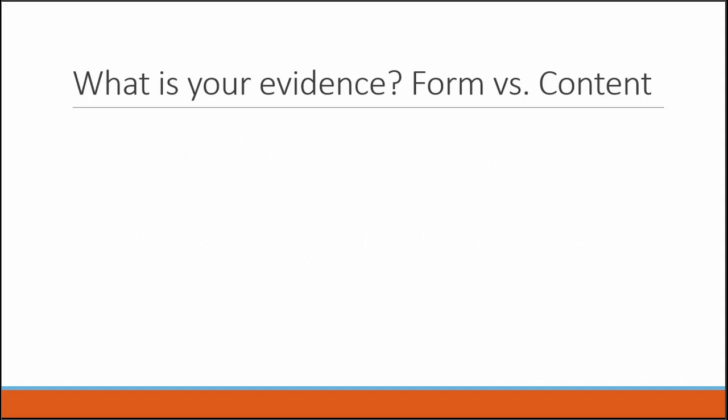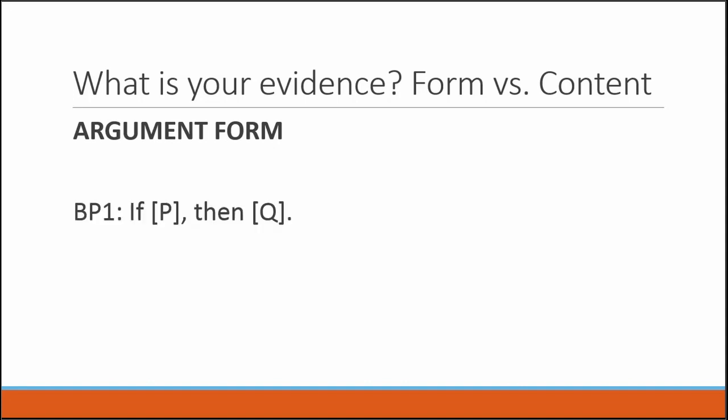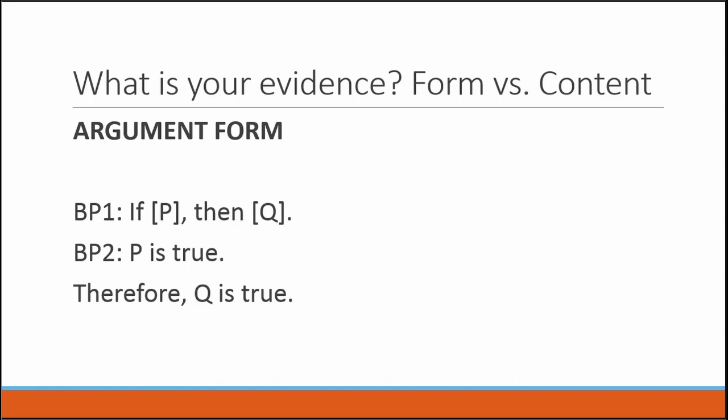So let me give you some examples of argument forms. Basic premise 1: If P, then Q, where P or Q could be any simple statement you like, so whatever content you want to put in there. Basic premise 2 asserts that P is true. Therefore, Q is true. So this is a very simple argument form, a very powerful argument form.